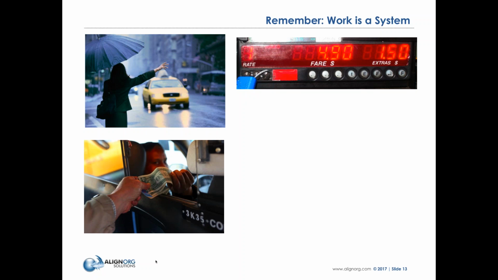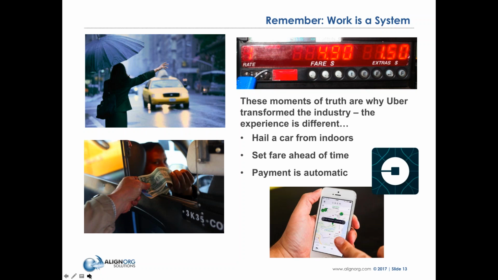And then, of course, when I got there, I often had to dig through my wallet or even my briefcase to find cash if they wouldn't take a credit card. And there was a pretty tedious experience historically with taxi cabs. And then along came a new way of doing this. And this is why the ride-sharing programs like Uber and Lyft and others have come on and, frankly, transformed this entire industry because the experience is different.